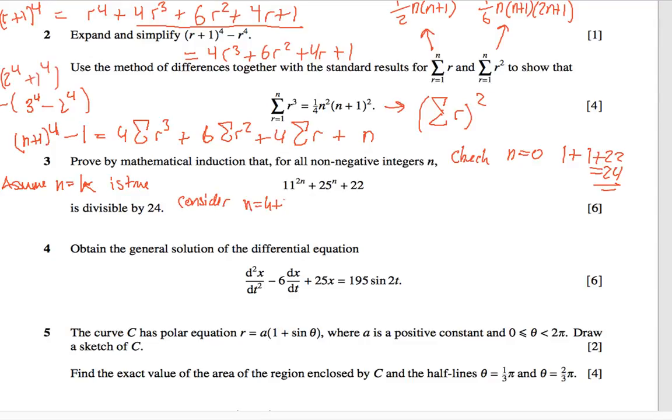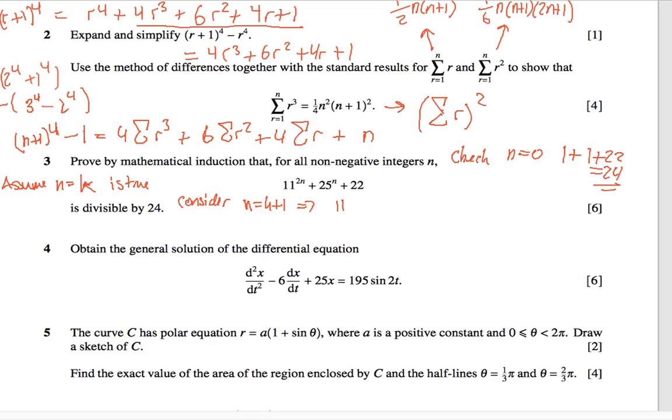Okay, so first thing we do is check n equals 0 works, which it does. Then we assume that n equals k is true. And we're going to see whether n equals k being true implies n equals k plus 1 being true. Okay, so let's just consider what happens when you make this n a k plus 1.